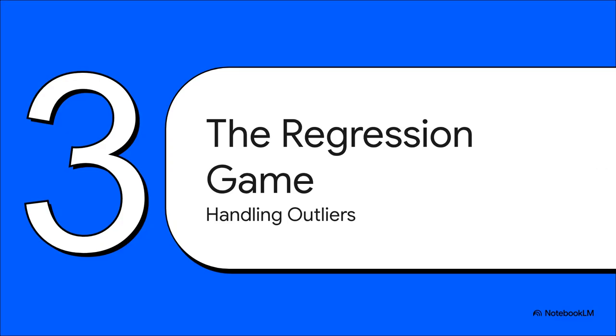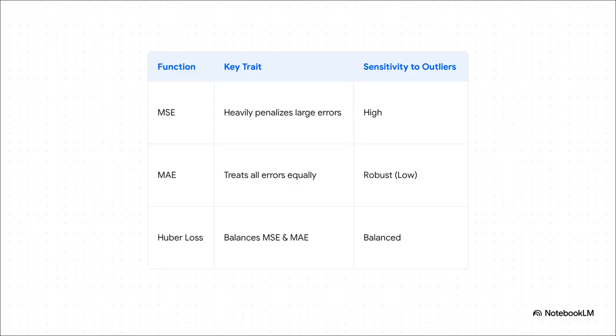Okay, so let's tackle that first game, regression, predicting numbers. One of the biggest challenges here is how you deal with outliers, those weird, extreme data points that don't quite fit. And different scoring rules have totally different philosophies on how to handle them. So for instance, you've got mean squared error, or MSE. Because it squares the difference between the prediction and the truth, it punishes big mistakes exponentially. It's super sensitive to outliers. So think about it. What if you have a typo in your house price data? A tiny apartment is listed for $10 million. MSE is going to freak out over that one mistake.